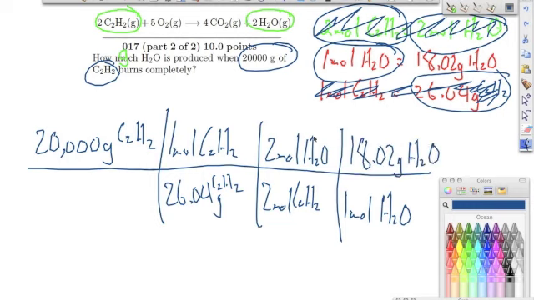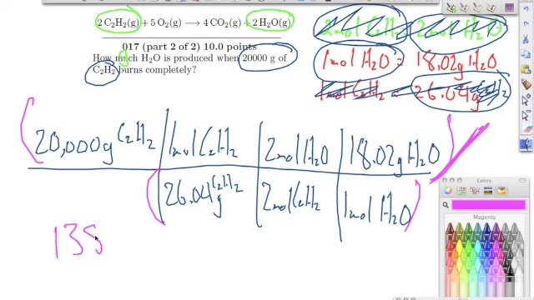So we multiply this out, 20,000 times 1 times 2 times 18.02, all divided by 26.04 times 2. If you want to put it in the calculator all at once, make sure you put parentheses around this and parentheses around that. Plug it all in the calculator at once. Make sure you have your division sign right there. And the correct answer that we should get is 13,840.2 grams of H2O.